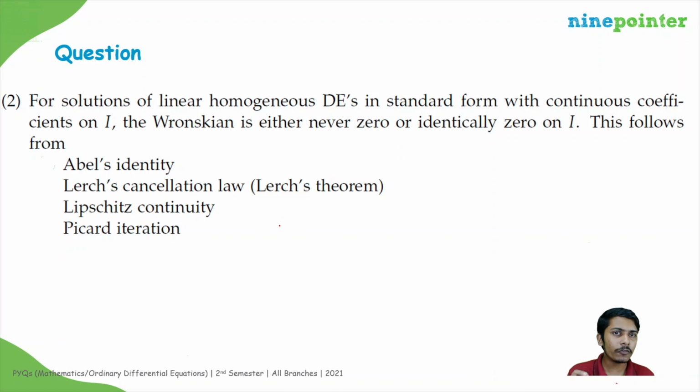For solutions of linear homogeneous differential equations in standard form with continuous coefficients on that interval I, the Wronskian is either never 0 or identically equal to 0 on I. This follows from Abel's identity, Lorentz cancellation law, Lipschitz continuity, and Picard iteration. The answer to this question is actually Abel's identity, because that equation actually helps us to prove these statements.